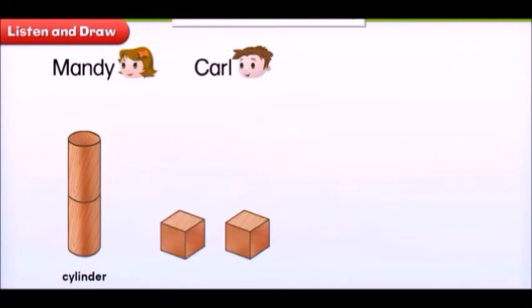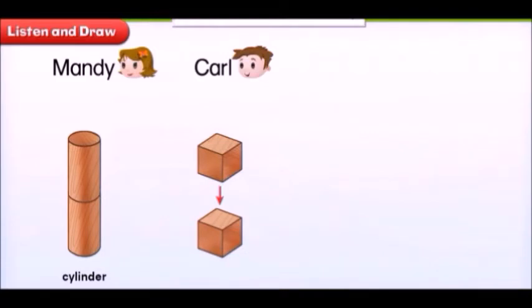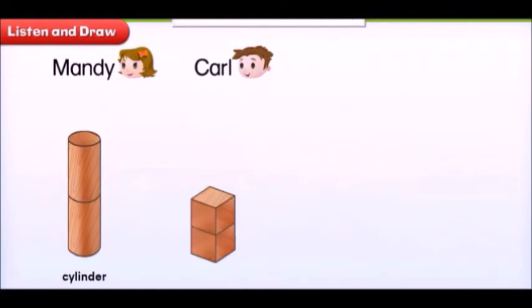Now Carl stacks one cube on top of another cube. What new shape does Carl make? Let's stack the cubes. Would this work? Yes. Since all the surfaces of a cube are flat, they can be stacked any way as long as the flat surfaces come together.